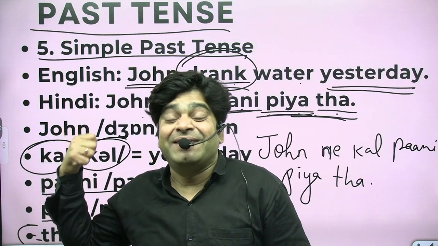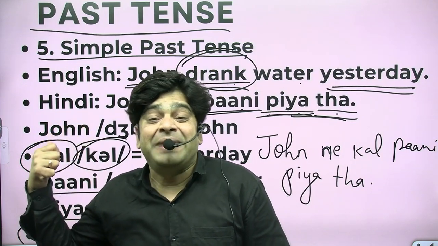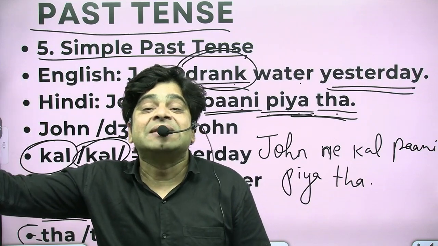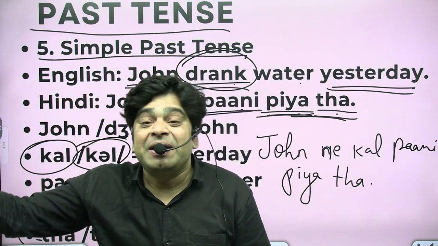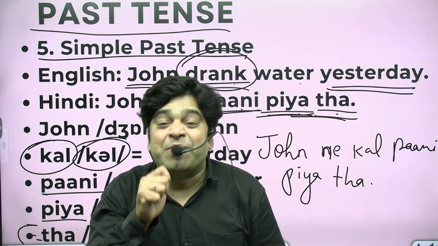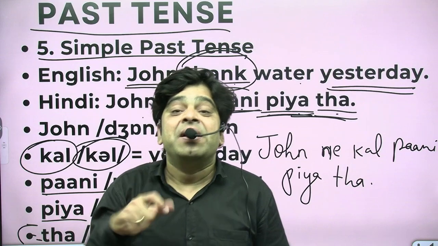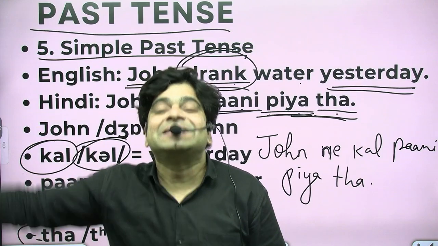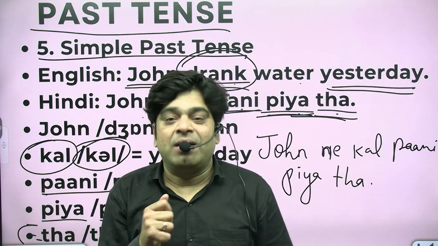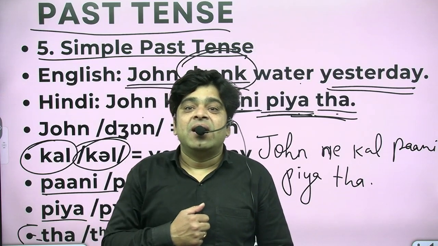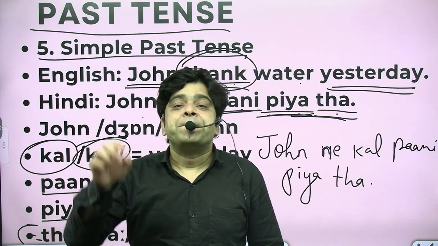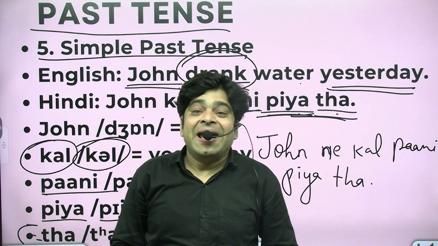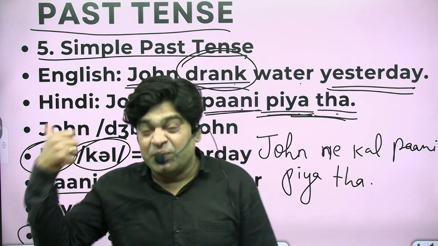I'll try to give it through PDF. She drank water, उसने पानी पिया था. John ने पानी पिया था. The Prime Minister drank water, Prime Minister ने पानी पिया था. He drank vodka, like उसने vodka पिया था. He drank whiskey, like he took whiskey.